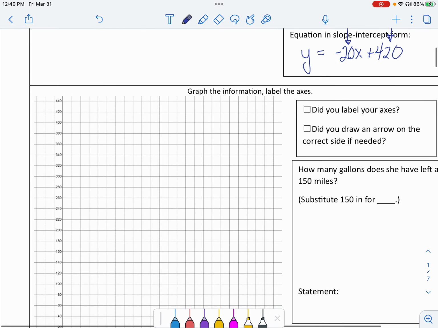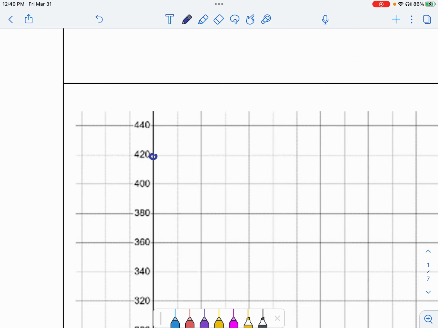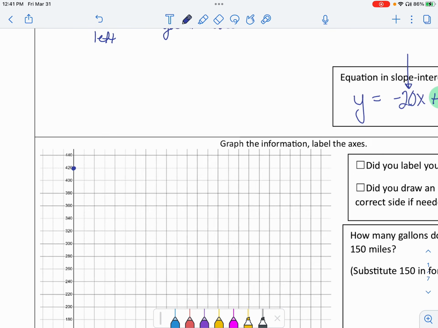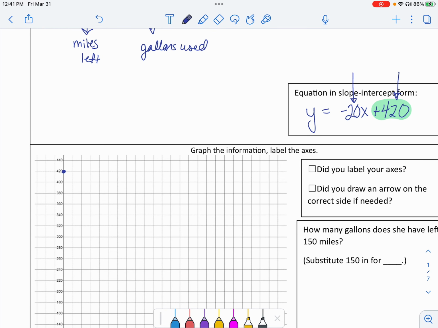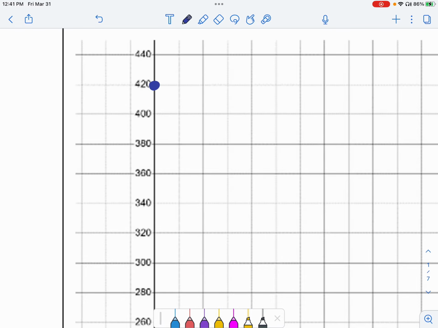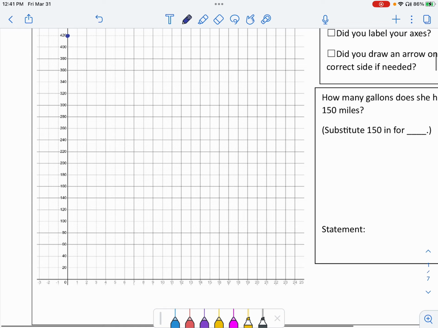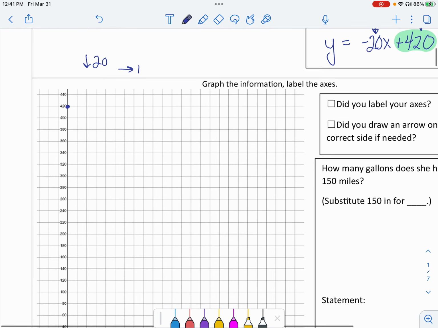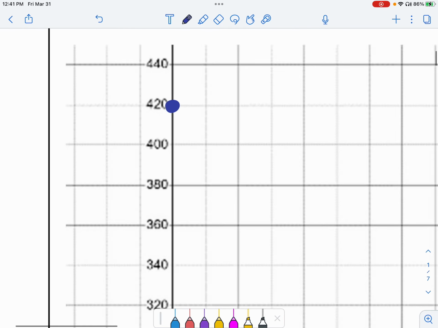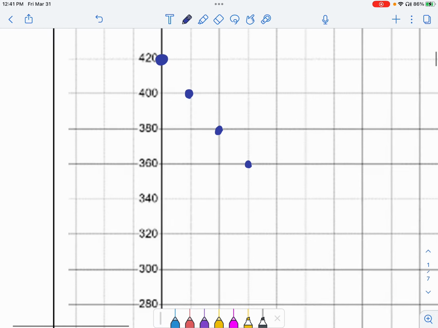So graphing y equals mx plus b, I go to the y-intercept first. So I'm going to graph the 420 by putting a dot at 420. My slope says that I'm going to go down 20 units over 1. So down 20 over to the right 1. Now where's my 1 at? Let's look at this, how it's graphing. Okay, so every grid line is 1. So down 20 over 1. Down 20 over 1. And that is going to continue until I run out of gallons and miles in my car.